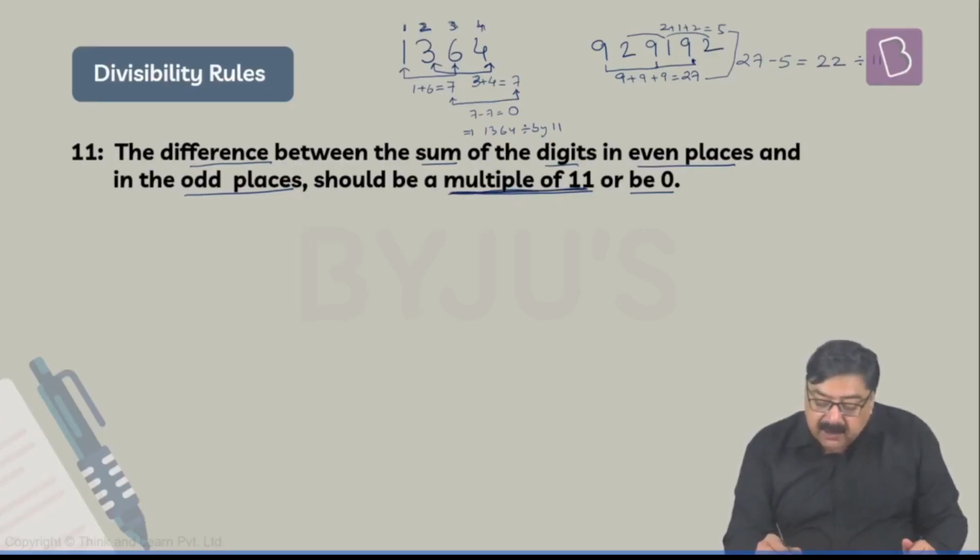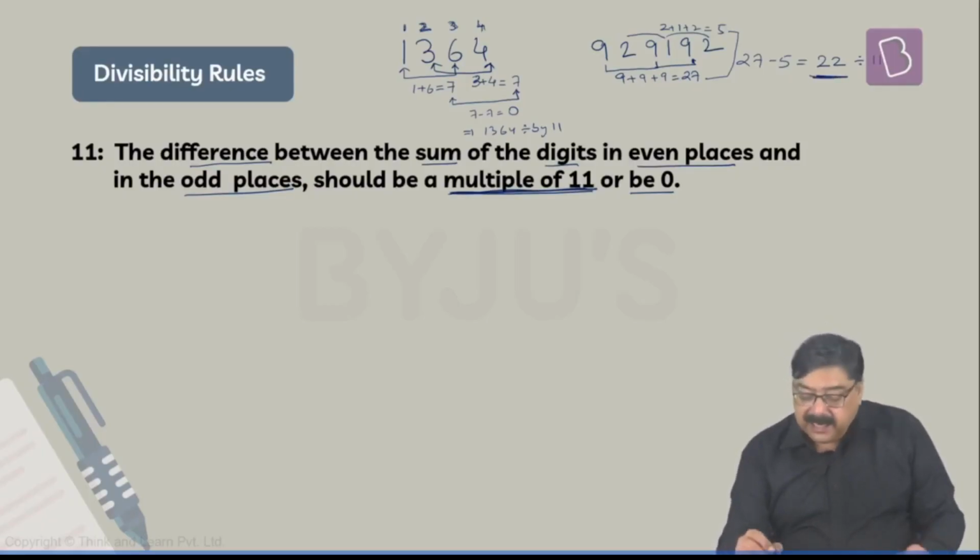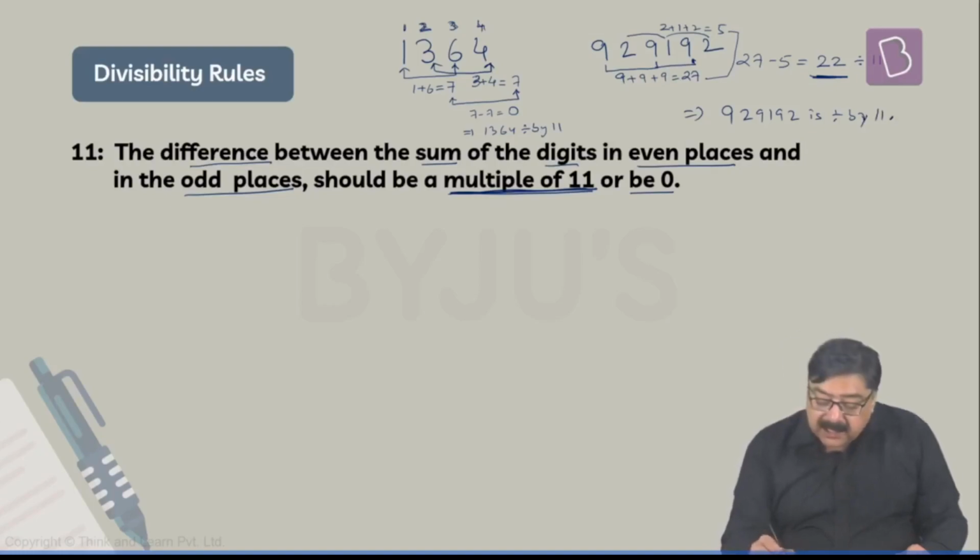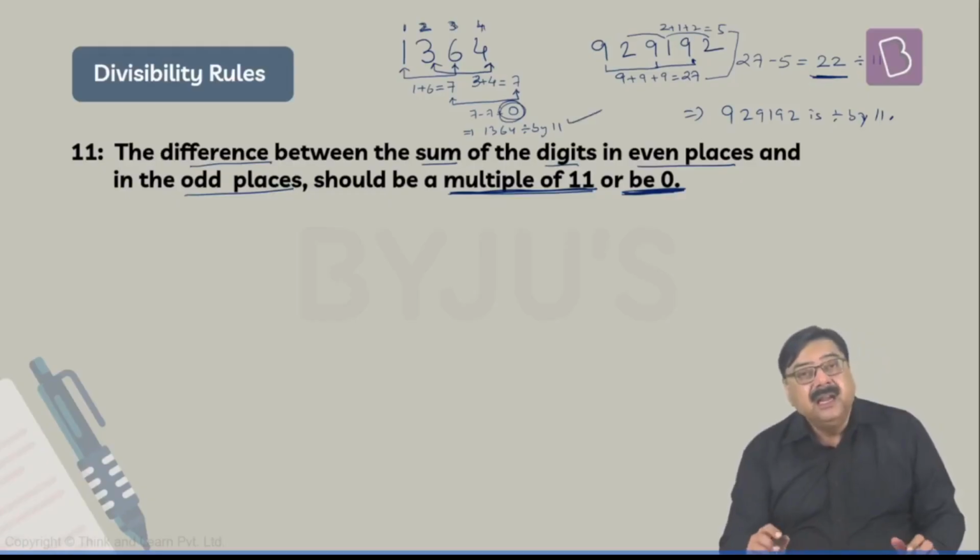So it can be a multiple of 11. Here, this is a multiple of 11, 22. Hence 929192 is divisible by 11. In the earlier example the difference was 0, so that is why it was divisible by 11. Now this is the way in which you find out whether the given number is divisible by 11 or not. And a few questions have been asked based on the divisibility rule of 11 during the CSAT examination, if you look at the previous year papers.